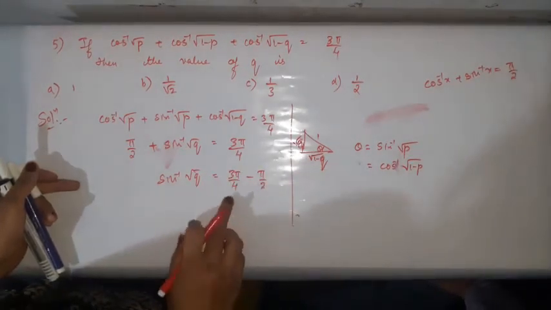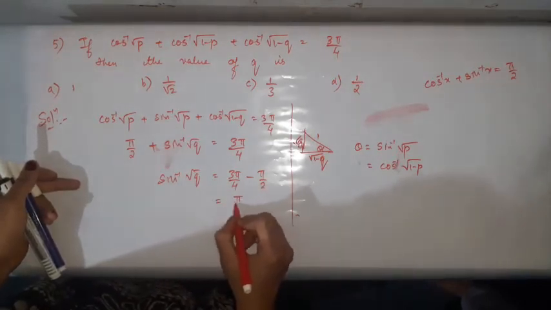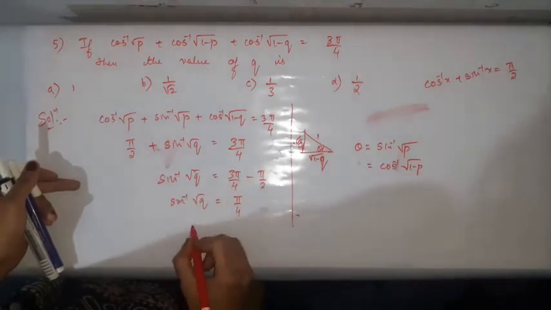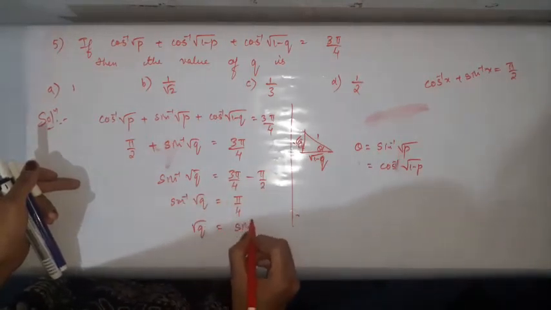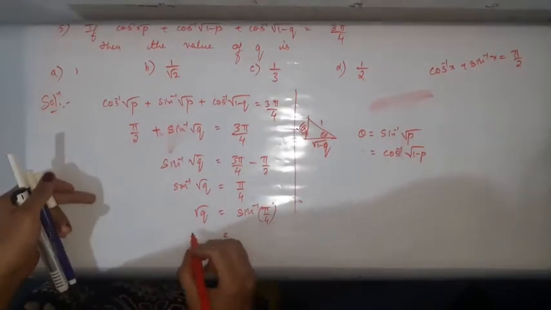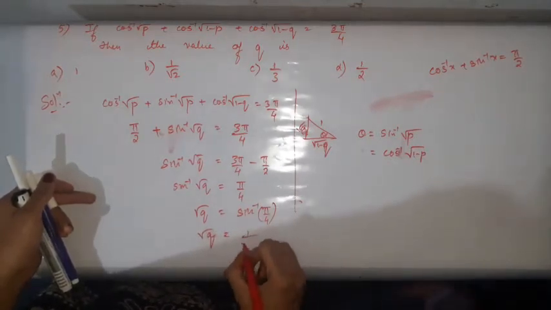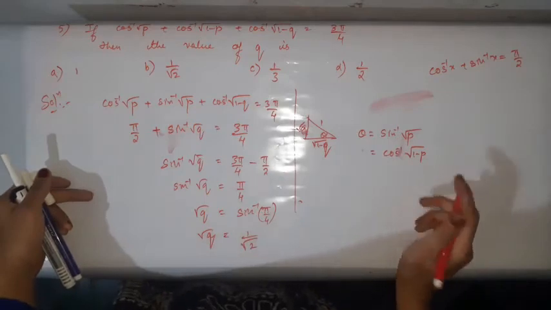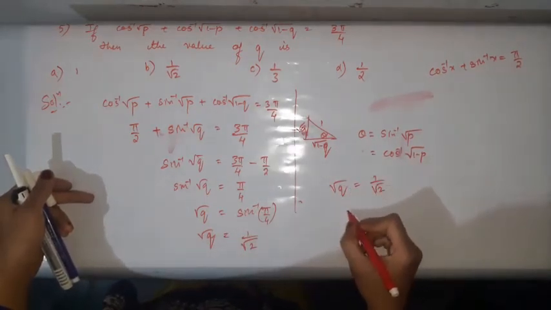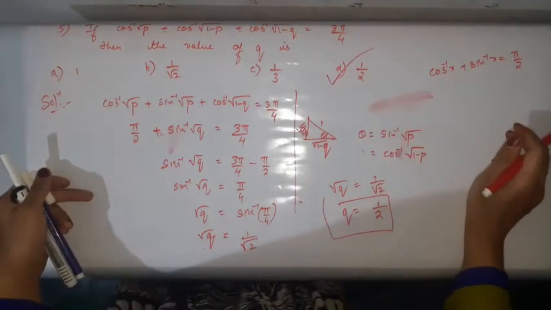Now 3 times pi by 4 minus 2 times pi by 4 becomes just pi by 4, or sine inverse root q is pi by 4, or root q must be equal to sine of pi by 4. What is sine of pi by 4? Sine of pi by 4 is 1 by root 2. So now root q is 1 by root 2. So what should be q? Q should be definitely 1 by 2, which is option D. Okay, hence the solution.